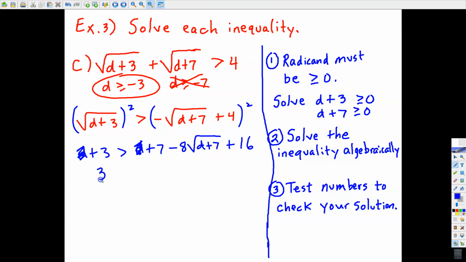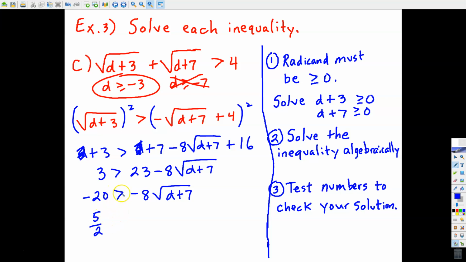So maybe we can combine like terms on the right side. 7 plus 16 is 23 minus 8 times the square root of d plus 7. Subtract 23, I get -20, -8 times the square root of d plus 7. Now I'm going to divide by -8. And so when I divide by -8 and reduce, it starts off as 20/8, but I can divide by 4, so it makes that 5 halves. And since I divided by a negative number, I have to switch this, so be careful there.